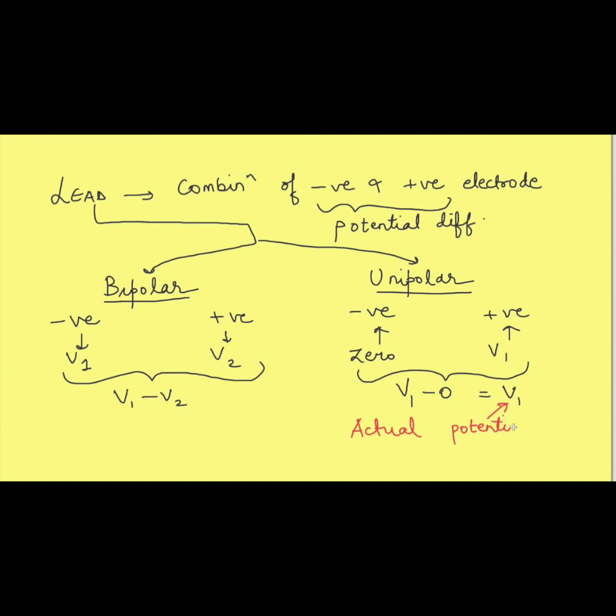So, what are these unipolar and bipolar leads? When one electrode is put on right arm, which is negative electrode, and another electrode put on left arm, which is positive electrode, the direction of lead is like this. You know, the direction is taken from negative to positive. This is known as lead 1 of ECG.